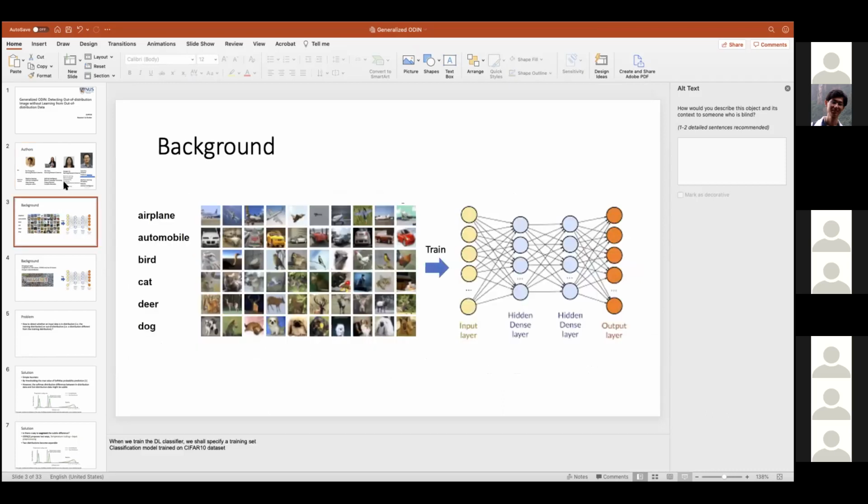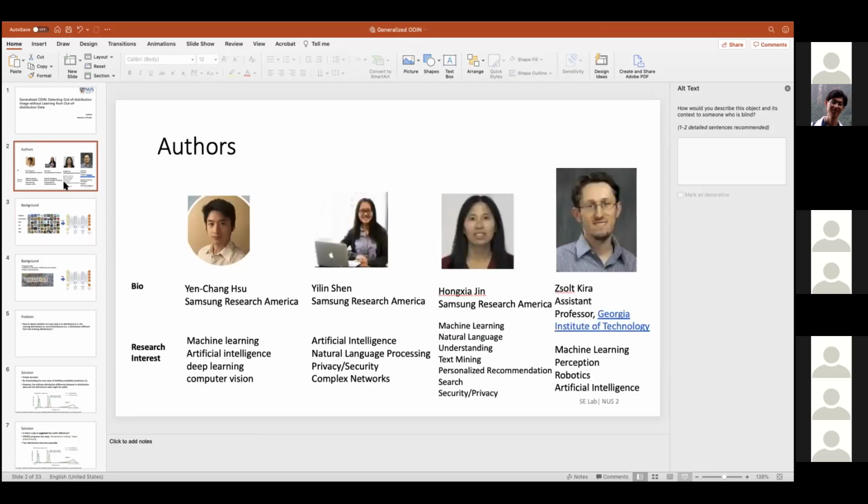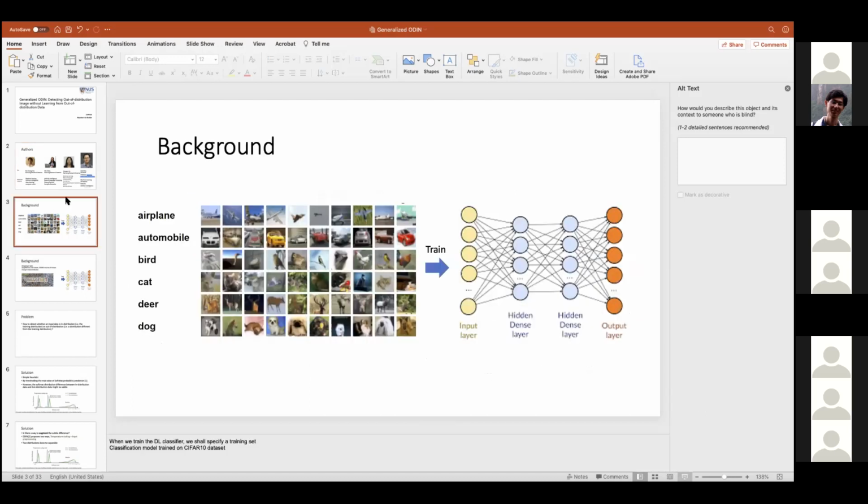So maybe you can introduce the authors a little bit. Okay, the first three authors are industry researchers. And the last author is assistant professor. They also work on security issues, right? I think this means the security and privacy for neural networks, not web security. It doesn't matter. Keep going.